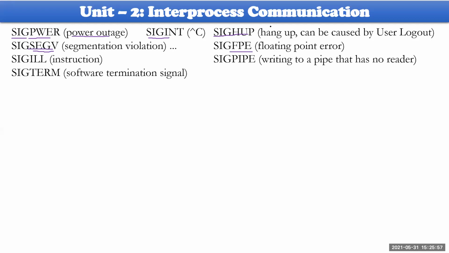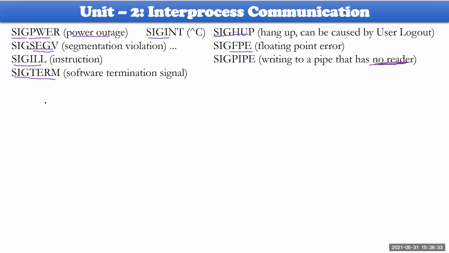SIGILL means an instruction is not executed properly. SIGPIPE means writing to a pipe that has no reader. You have been writing onto the pipe without any reading, so after 64 KB has filled, the pipe cannot take any more data. These are different kinds of signals generated by the operating system to many processes while they are in inter-process communication.